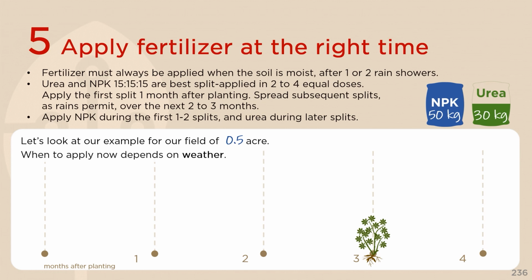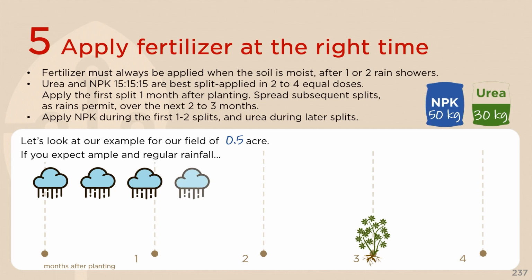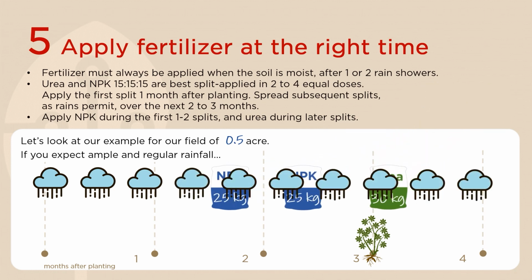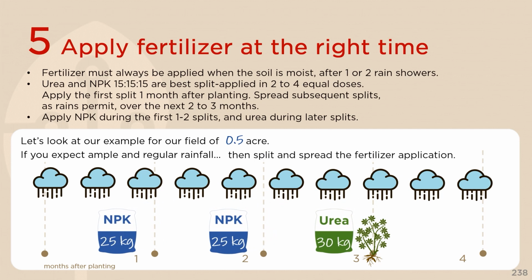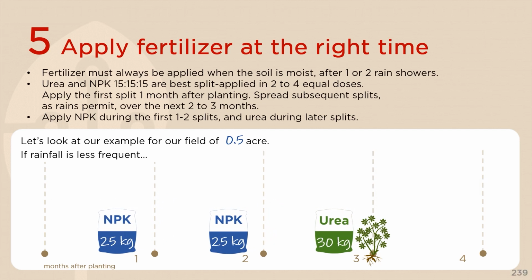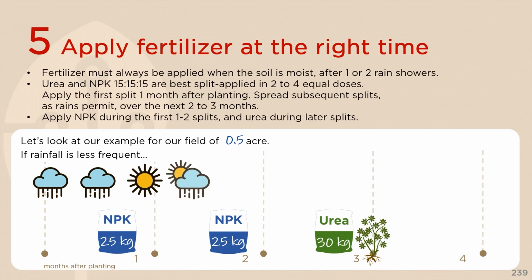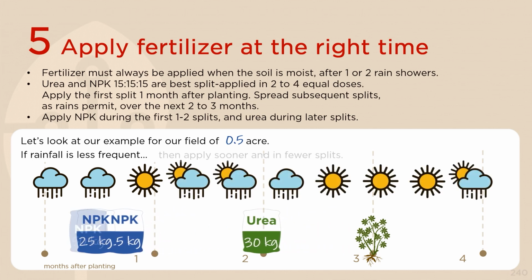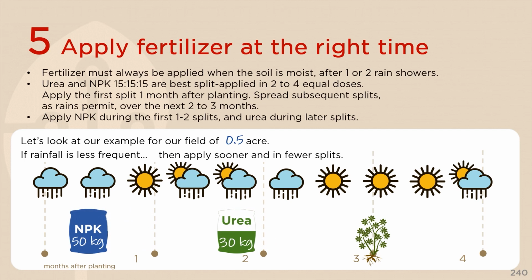When to apply the fertilizer depends on the weather. If you expect ample and regular rainfall, then split and spread the fertilizer application in 3 equal parts. Apply NPK during the first 2 months after planting, and then apply urea in the 3rd month. But if rainfall is less frequent, then apply the fertilizer in just 2 splits.